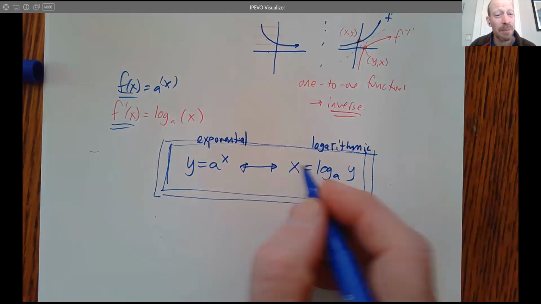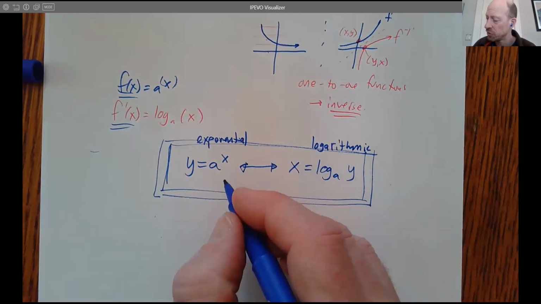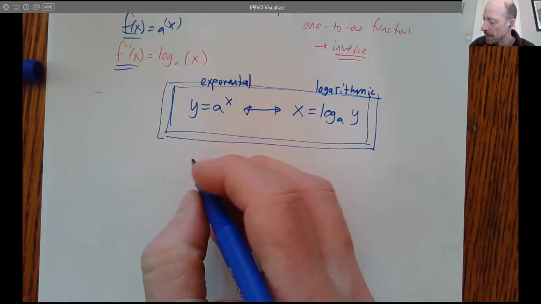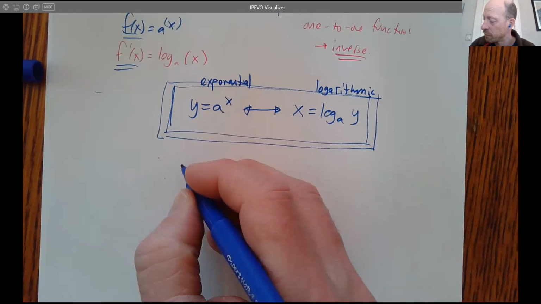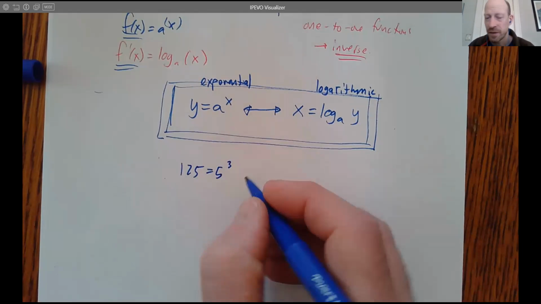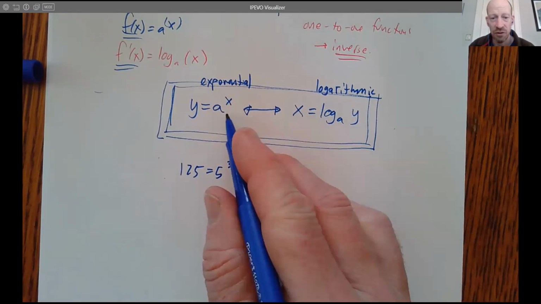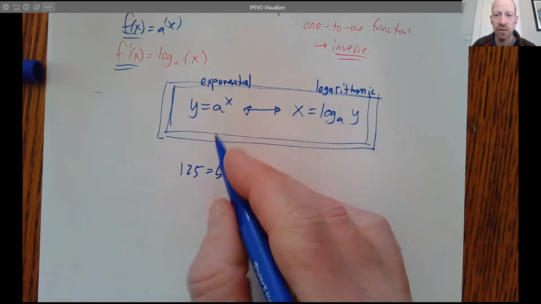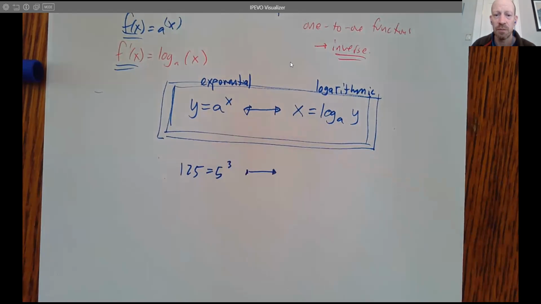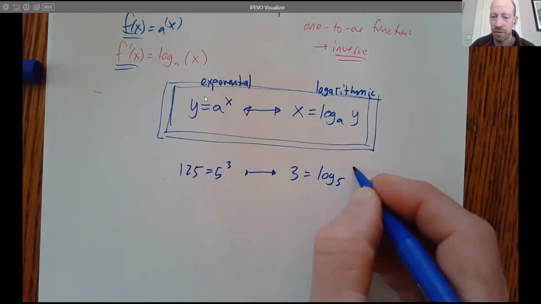And we can convert back and forth using this rule. So if I give you an exponential equation like 125 equals 5 cubed, that is equivalent to the logarithmic equation, and you just have to keep all the parts in order here. 3 equals log base 5 of 125.